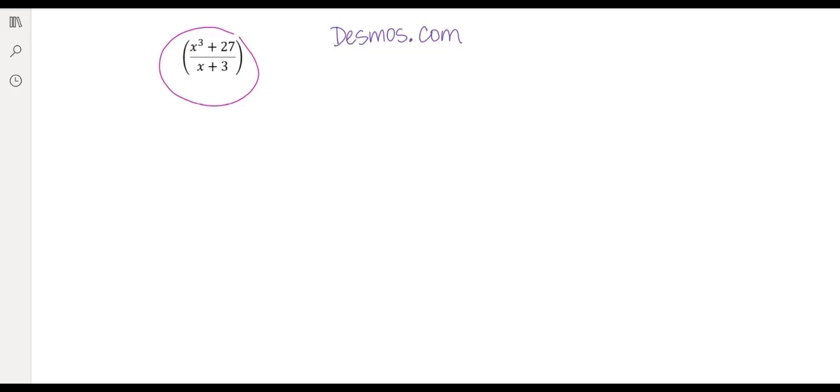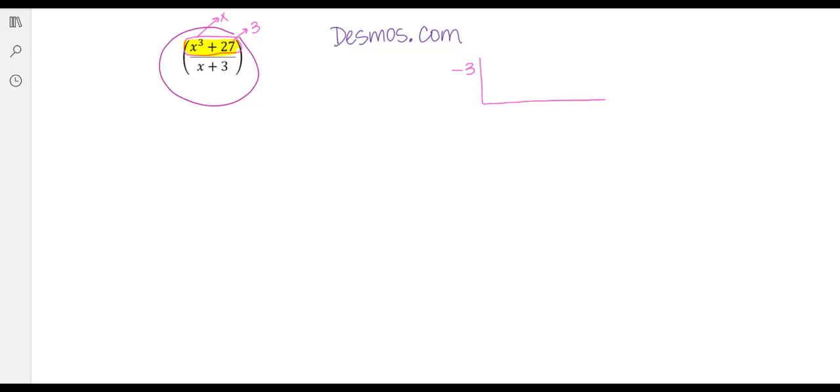So if I want to put this in factored form, I know that x plus 3 probably is a factor of that numerator because that numerator is in fact a sum of cubes. It is x cubed, right? That's what I'm cubing to get x cubed, and it is 3 cubed. So it's the sum of cubes. So let's say I can't remember how to factor it. Well, I can use synthetic division to help me put this in factored form.